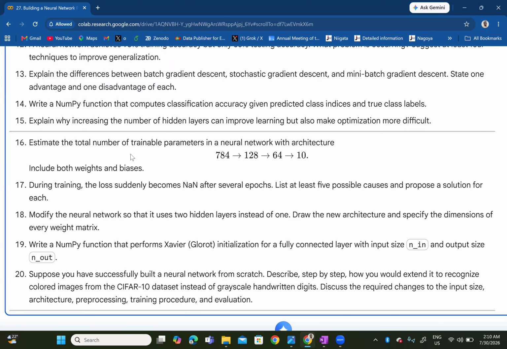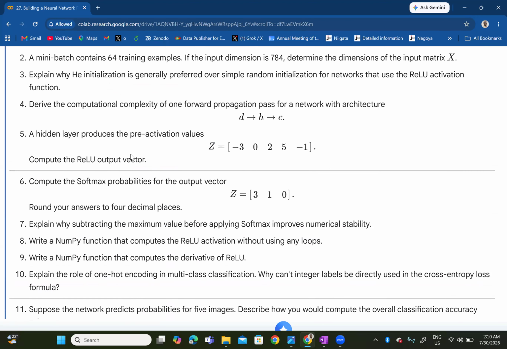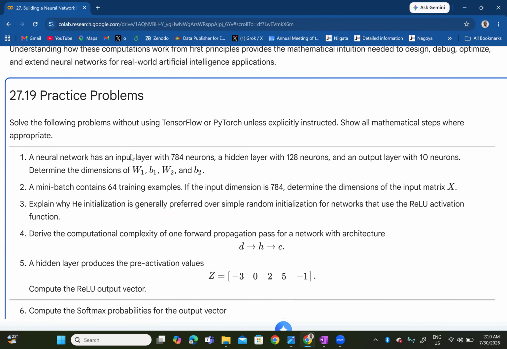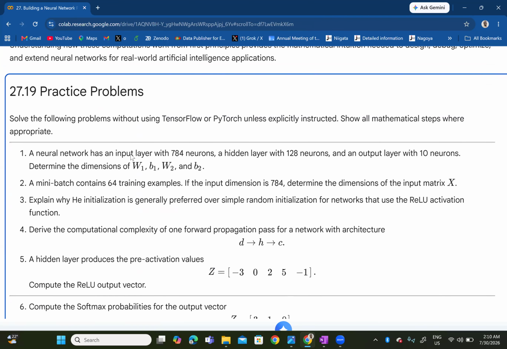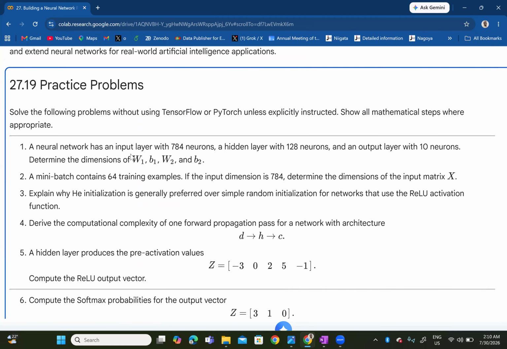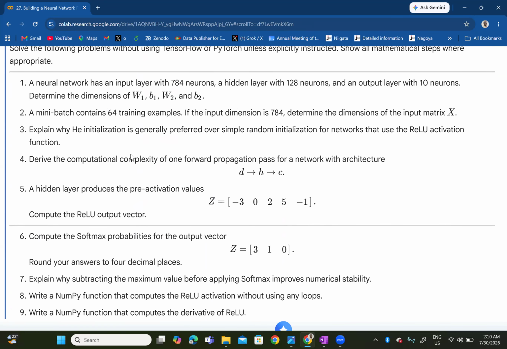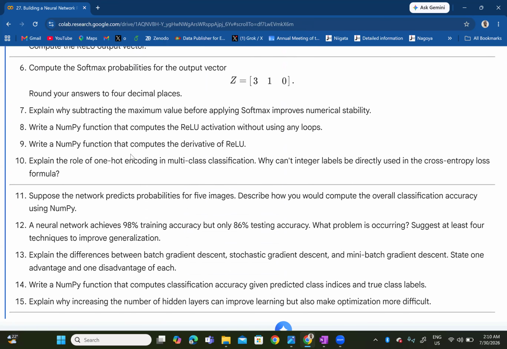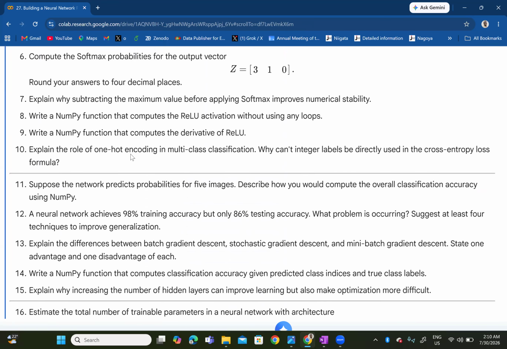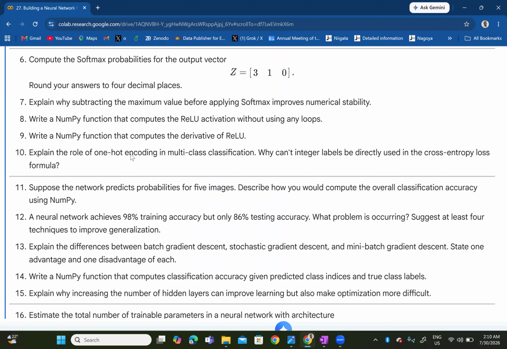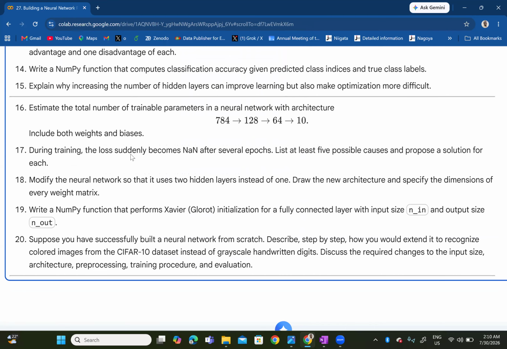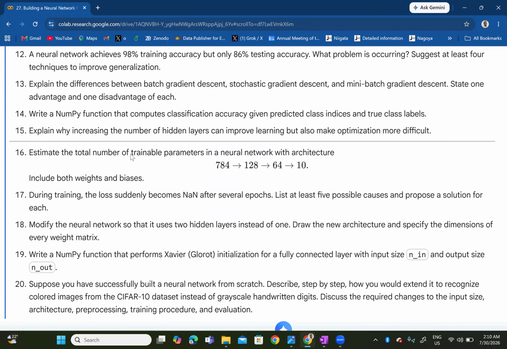Don't forget the problems we're solving, the practice problems. Here you have one to five. You can see all of that. And then you have 1 to 5 again. Then six, where we computed softmax probabilities. So you can see 6 to 15 here. And then we estimate the total number of trainable parameters.